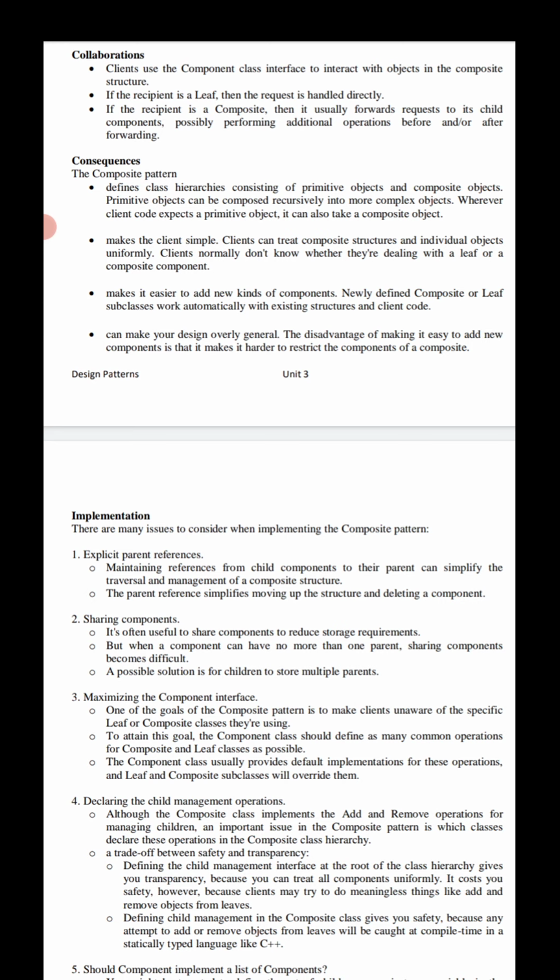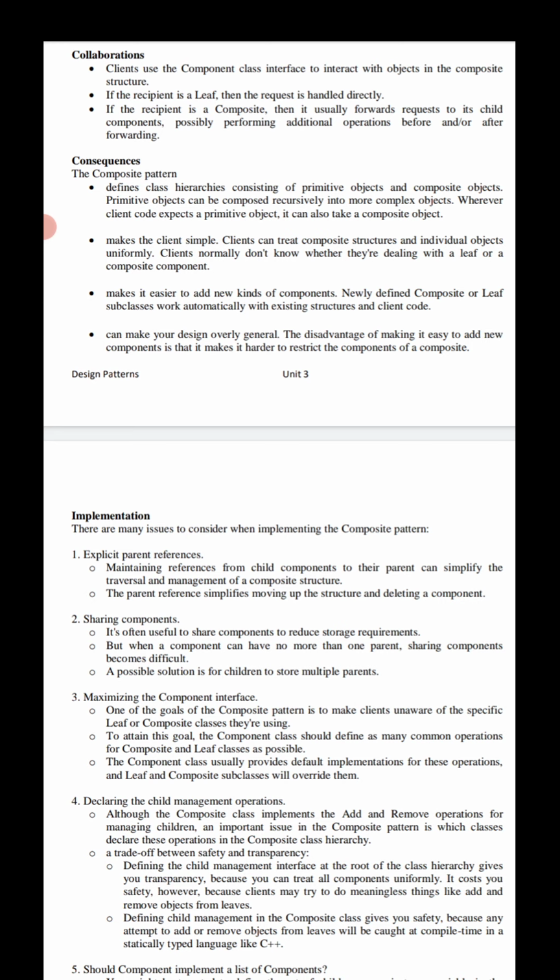Okay, first of all we need to define the class hierarchy. It consists of primitive objects and composite objects. The primitive objects can be composed recursively into more complex objects, which in turn can be composed, and so on recursively. Whenever the client code expects a primitive object, it can also take a composite object. This is the first consequence, the first result of the composite design pattern.